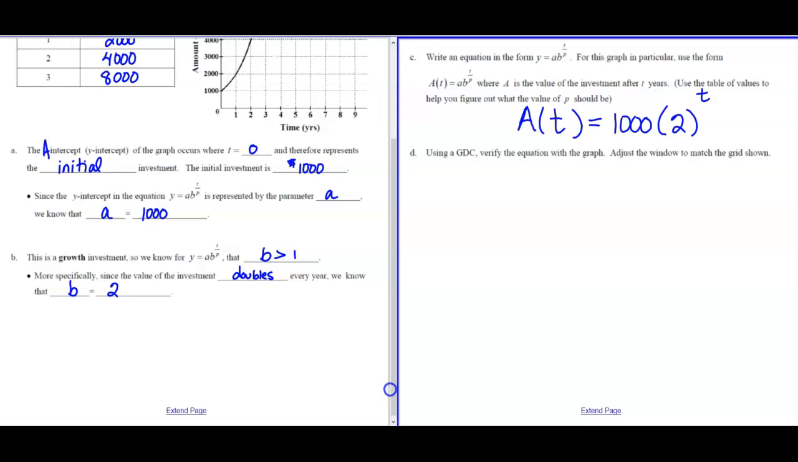You can kind of do that one in your head and check. You put 3 in. 2 cubed is 8. 1,000 times 8 is 8,000. You can check it in your chart.